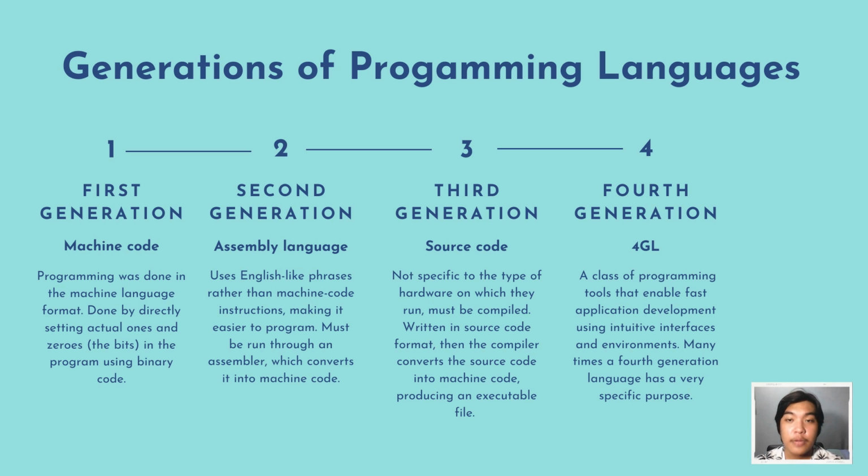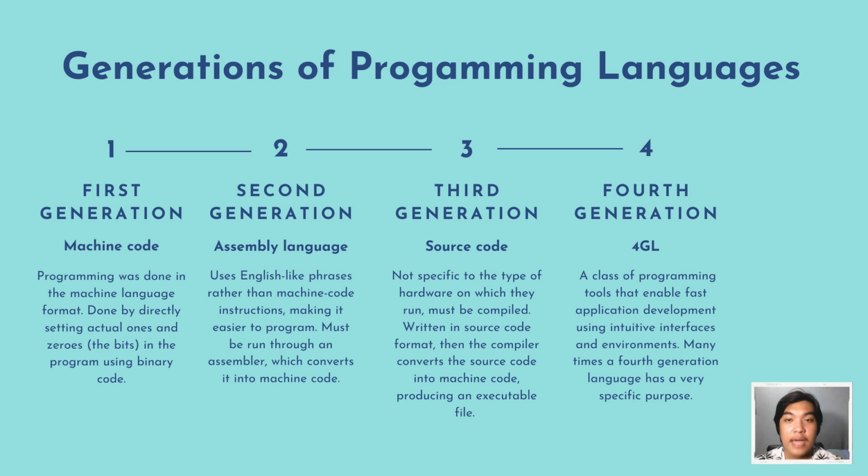Third generation languages are not specific to any type of hardware on which they run and are similar to spoken languages. Most third generation languages must be compiled. The developer writes the program in a form known as source code. Then the compiler converts the source code into machine code, producing an executable file.